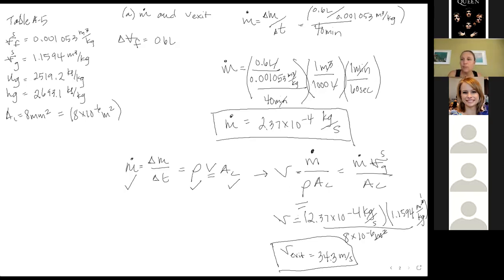Okay, so that's part A. All right, so part A was asking for the mass flow rate and the velocity that's occurring at the exit. Part B is asking for the total flow energy of steam per unit mass. So our flow energy of steam per unit mass.